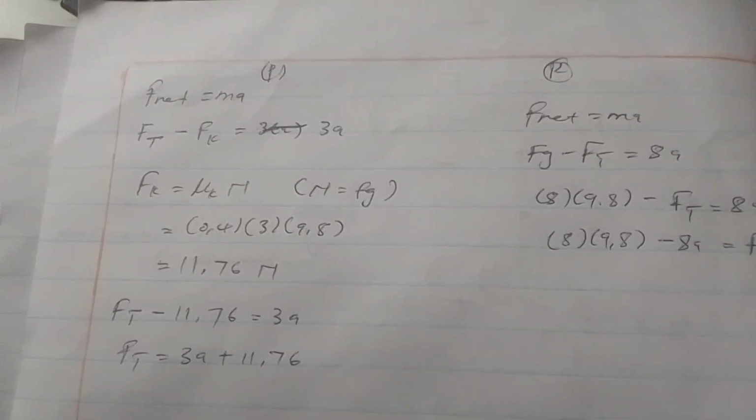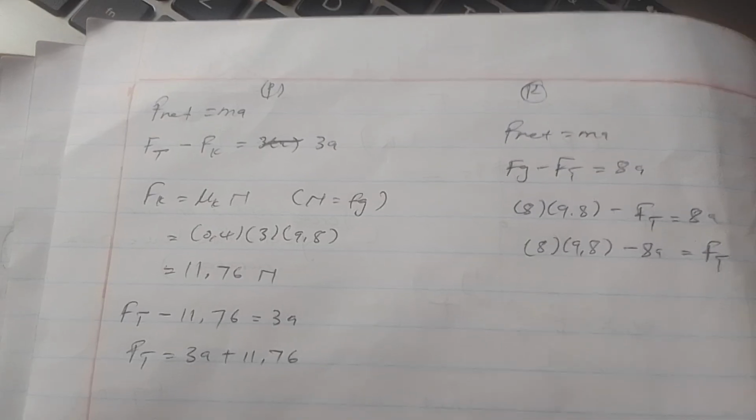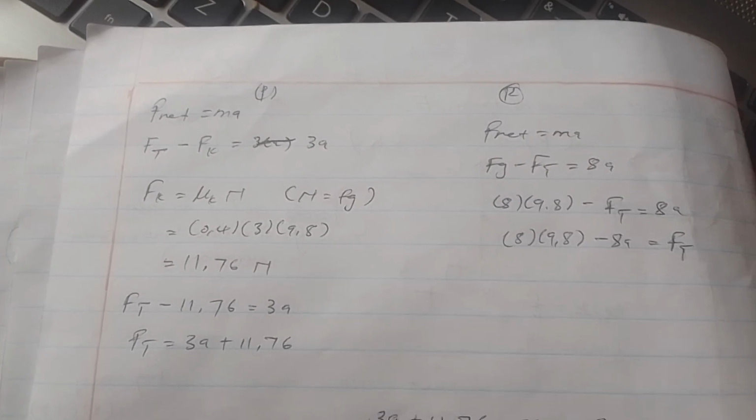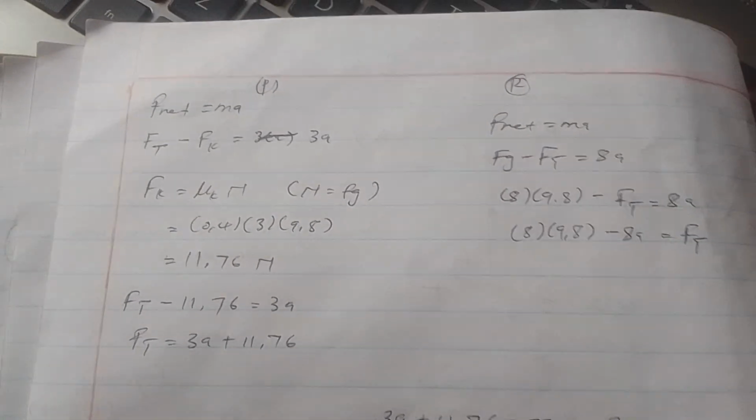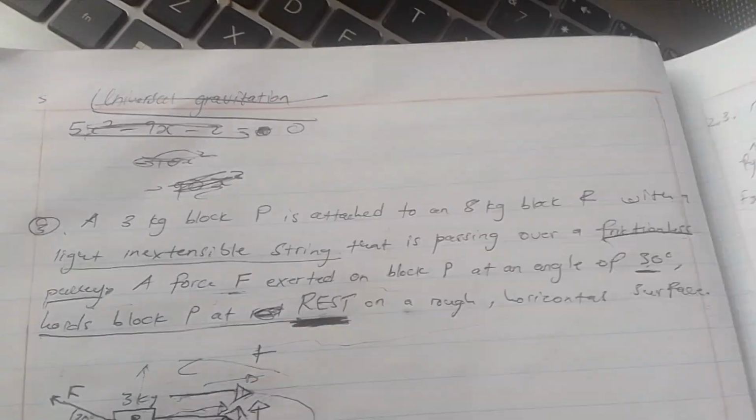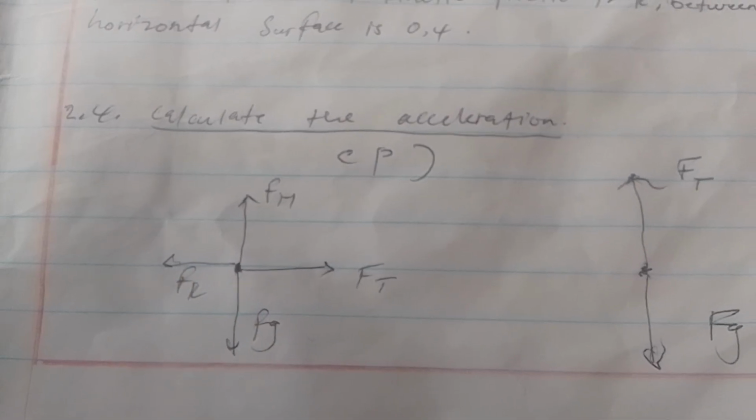Now our applied force is removed, so we don't need to look for the component forces because we no longer have the inclined force. Here we only have two forces on block P that are acting horizontally, which are the tensional force and the kinetic frictional force. There's only two forces.